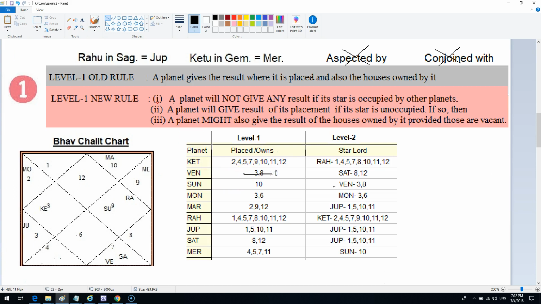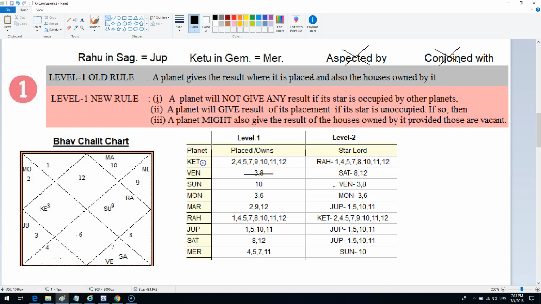We just have to strike out anything that Venus was supposed to give, if Venus star is hijacked by or occupied by some other planet. Since Sun is already deposited in Venus star, we have taken away these two significations which were promised according to the old rule.